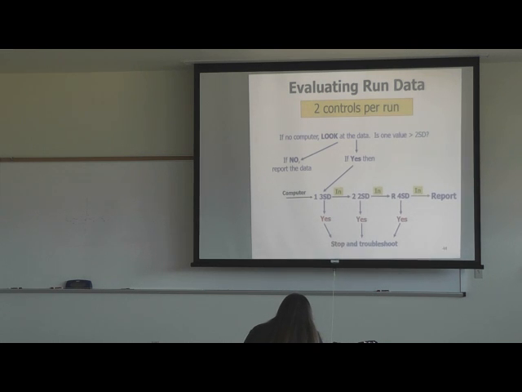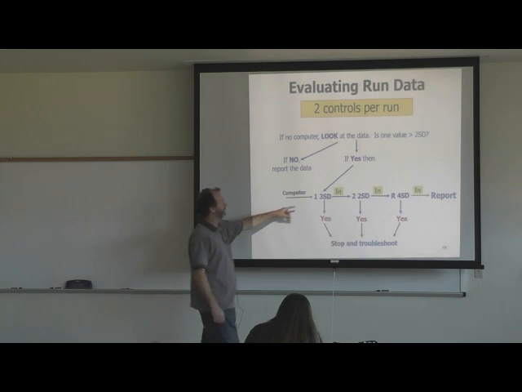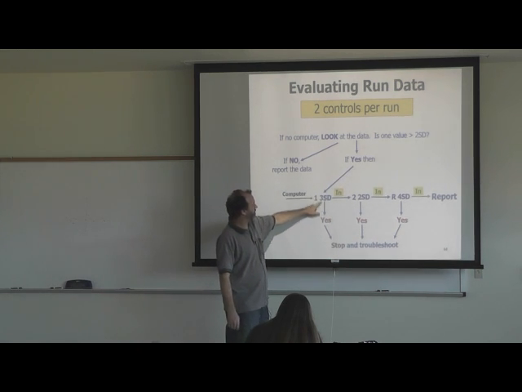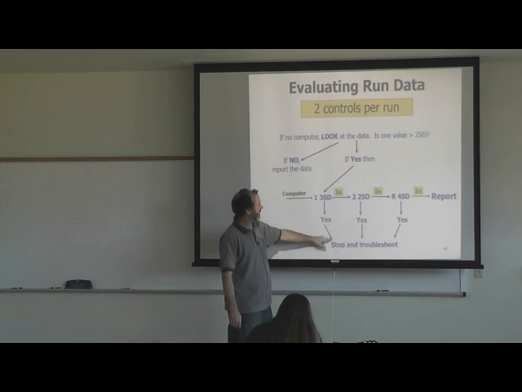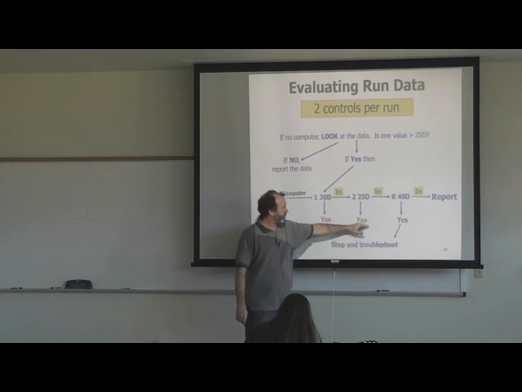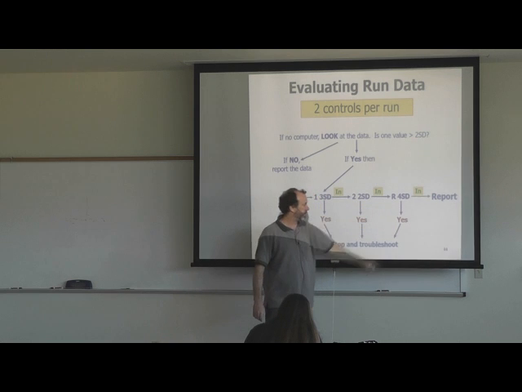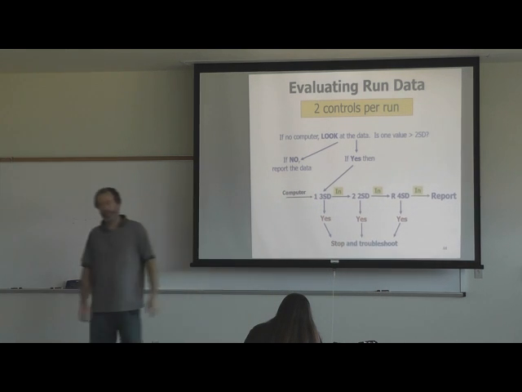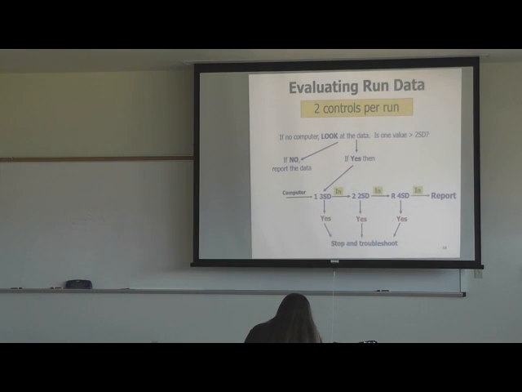So another one, 2 controls per run. If there's no computer, look at the data. Is 1 value greater than 2SD? Yes. This sums it all up. So if you have 1, you got to stop. 2S you stop, or R4S you stop. Otherwise, you just report the data.